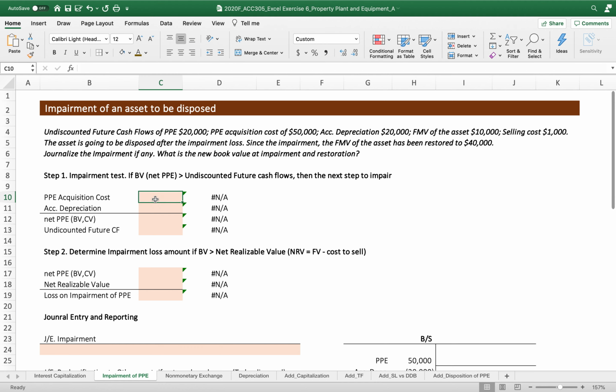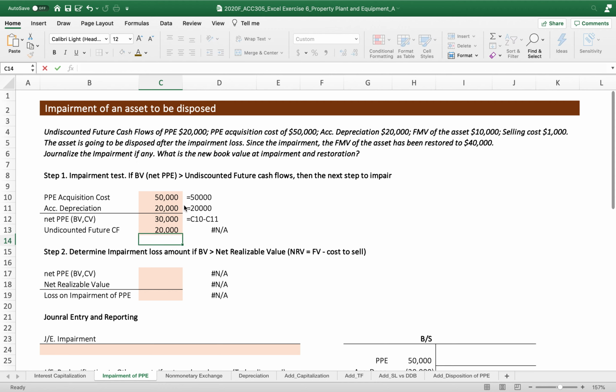So based on that information, the PP&E acquisition cost is $50,000 and accumulated depreciation $20,000. So the net PP&E is just the difference between the two, $30,000, and then we also have the undiscounted future cash flows of $20,000. So by comparing these two, the net PP&E or book value or carrying value is greater than the undiscounted future cash flow. So we should go to the next step to impair.